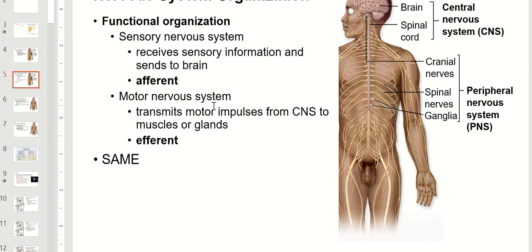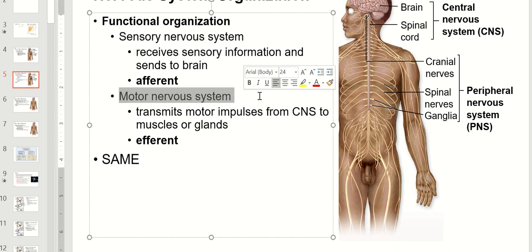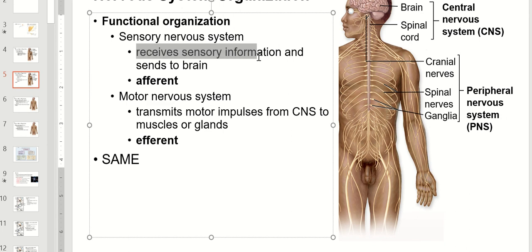Now, functionally, the nervous system is divided into a sensory nervous system and a motor nervous system. Sensory receives information from the body and sends that information to the brain, and we call that afferent signaling. Now, afferent, you can think of it as meaning arrive, and we're arriving at the central nervous system. Okay, so think of it as arriving at like the central depot, the main control center.